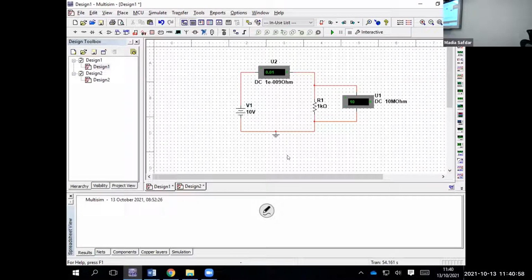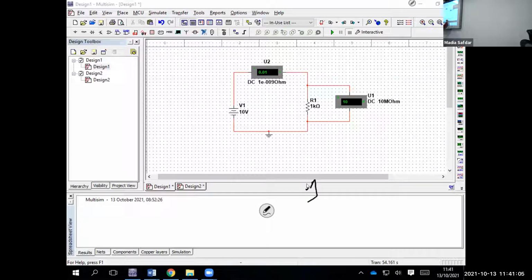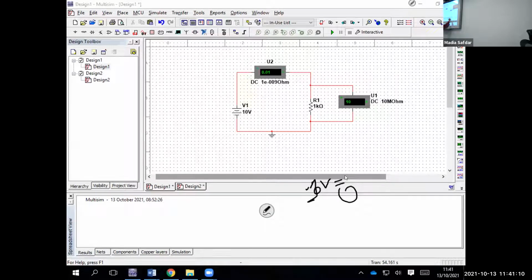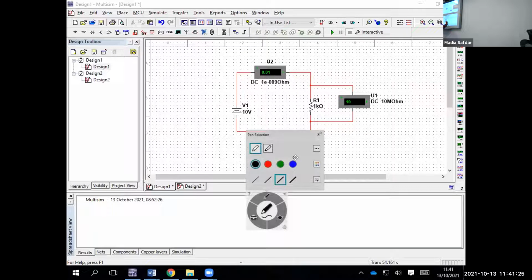Okay, can you see my screen? You see, for 10 volts you got 0.01.